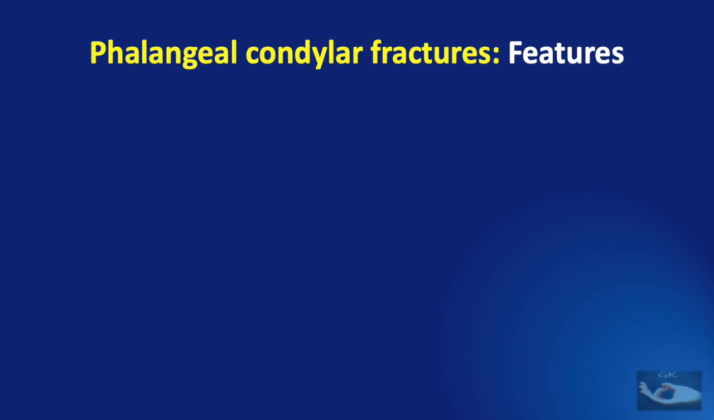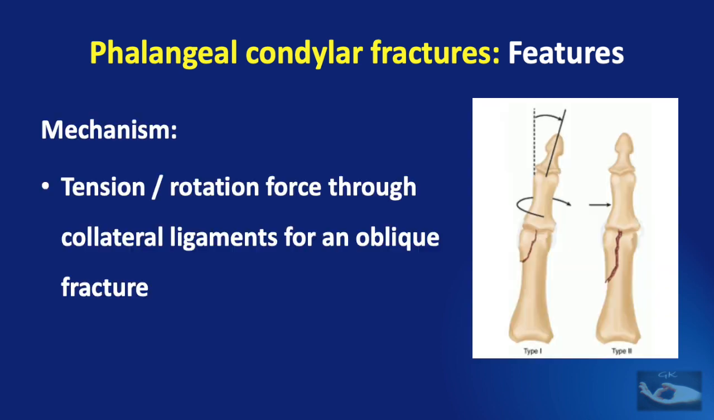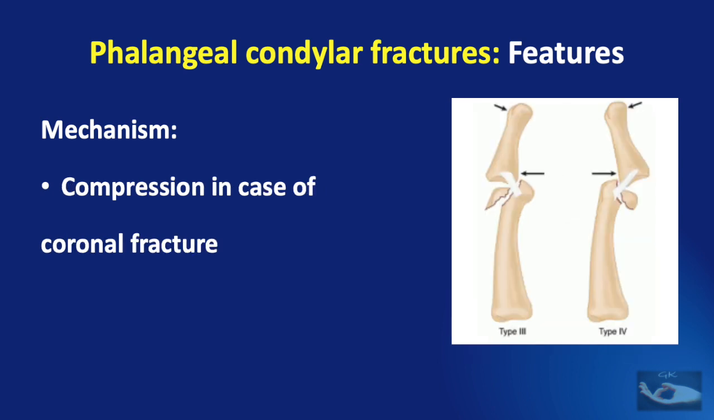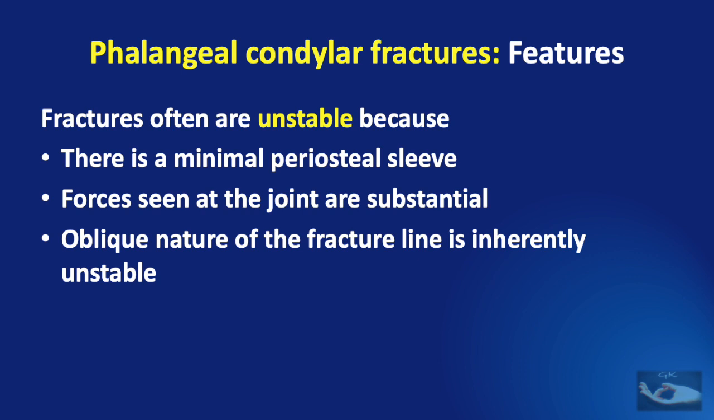Now let us consider the features and salient points regarding these phalangeal condylar fractures. The oblique fractures, that is the type 1 and type 2, occur through tension or rotation force, which are transmitted via the collateral ligaments. But the coronal fractures, that is the type 3 and type 4, usually develop due to compression forces. Unicondylar fractures of the phalanges are often unstable because there is very minimal periosteal sleeve holding them together, and the forces seen at the joint are substantial, and the oblique nature of the fracture line is inherently unstable.